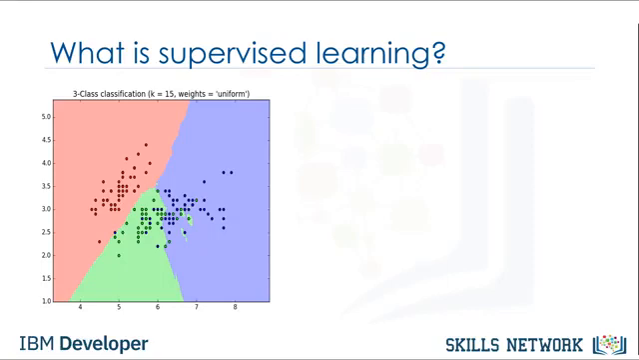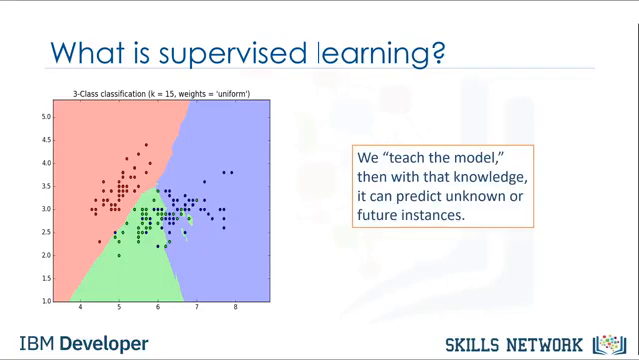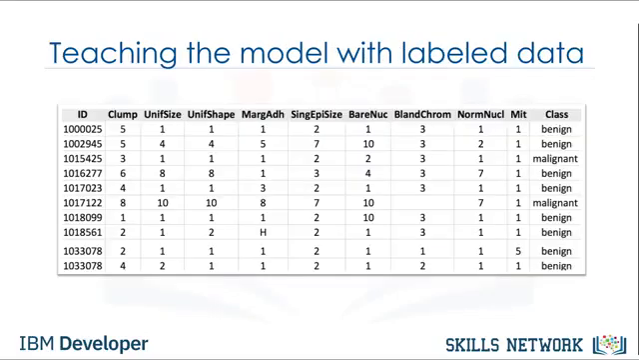So, how do we supervise a machine learning model? We do this by teaching the model. That is, we load the model with knowledge so that we can have it predict future instances. But this leads to the next question, which is, how exactly do we teach a model? We teach the model by training it with some data from a labeled dataset.